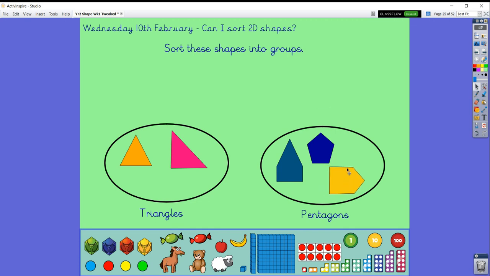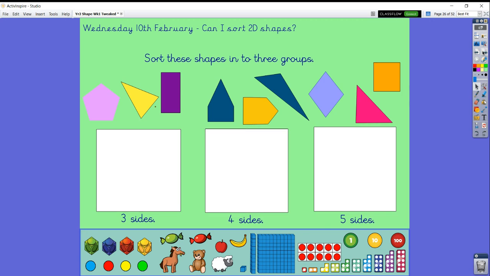Super. So they're all pentagons, even though they look different. We know they're all pentagons because they have 5 vertices and 5 sides. Super sorting. Is there a different way we can sort these shapes? So we could use the number of sides.